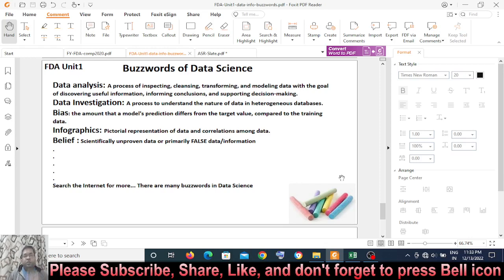Belief is scientifically unproven data or primarily false data or information. It's called a belief. When you don't know about anything, we generally believe that maybe it is or may not be like that.